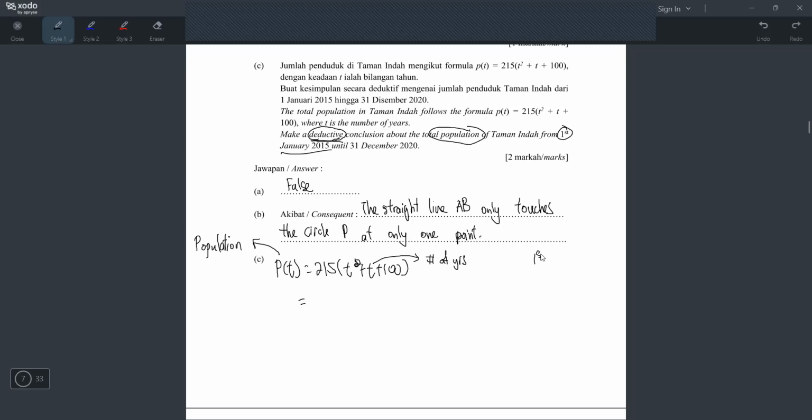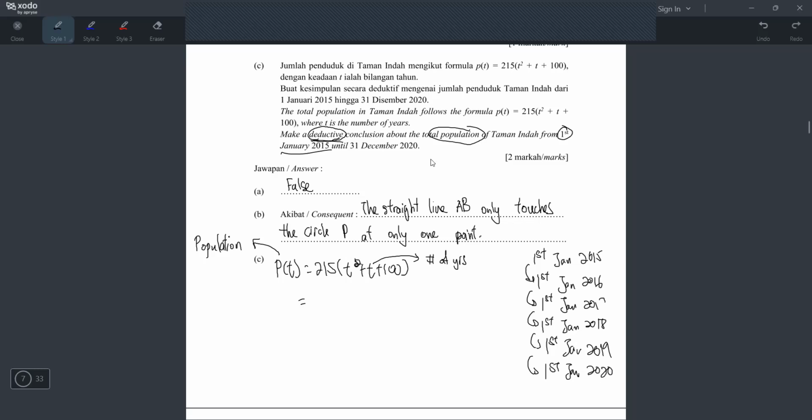Okay, if 1st January 2015, I start from here. After 1 year, it will be 1st January 2016. Agree? And then after 1 more year, it will be 1st January 2017. Then 1st January 2018. After 1 more year, 1st January 2019. And then 1 more, it will be 1st January 2020. But don't stop here. I want until 31 December 2020.